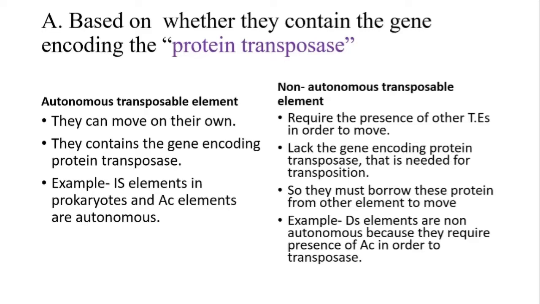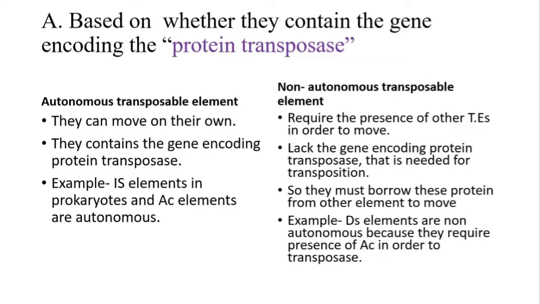Autonomous transposable elements are those which can move on their own since they contain the gene encoding the protein transposase. Examples of autonomous transposable elements are IS elements in prokaryotes and AC elements.